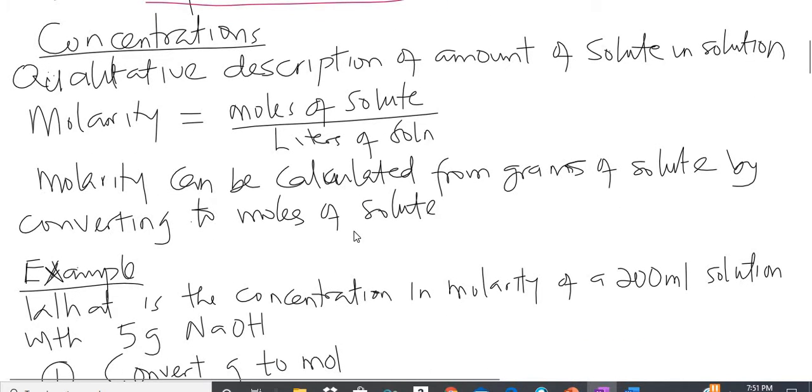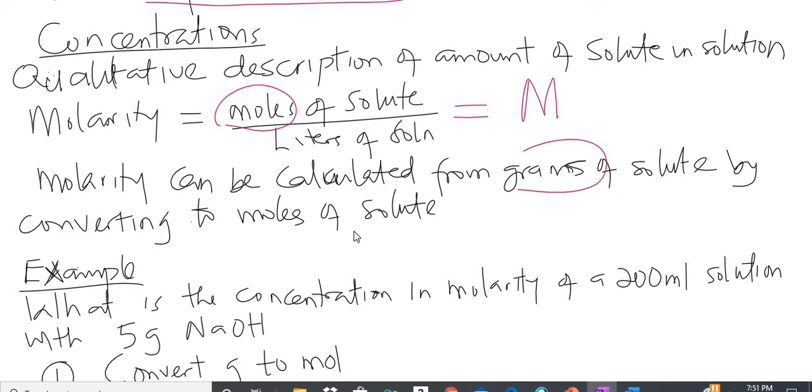Concentration is the quantitative description of the amount of solute in solution. We have various concentration terms or units. Molarity is one of them, and molarity is the amount of solute in moles per liter of solution. We use the capital letter M to represent molarity. Molarity can be calculated from grams of solute by converting it to moles.